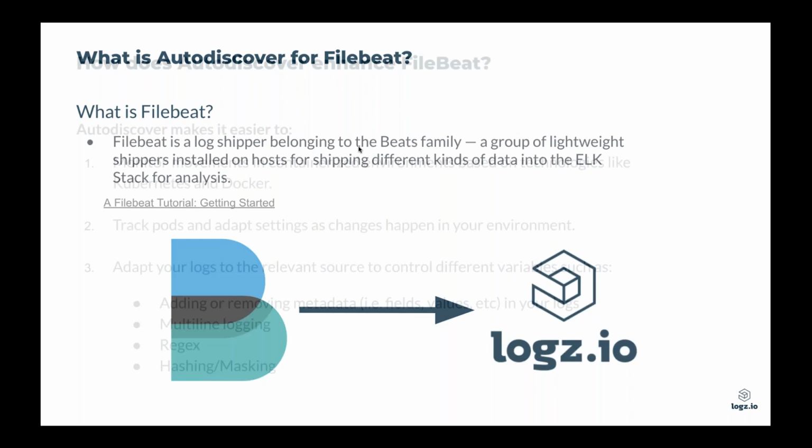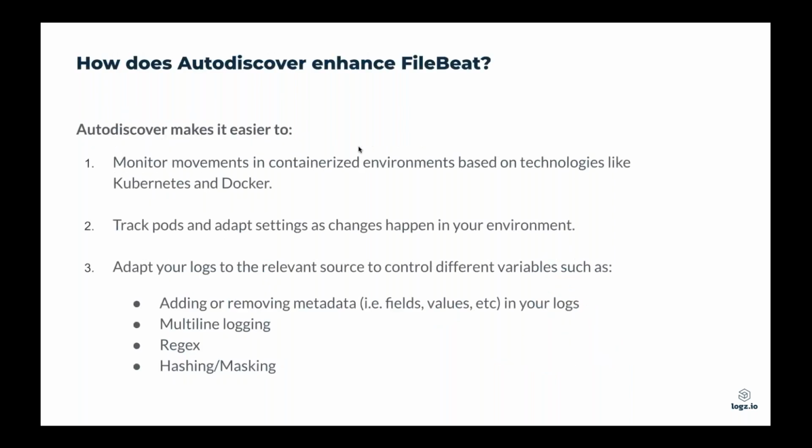All right, so how does Autodiscover enhance FileBeat? Autodiscover basically helps you when working in a containerized environment to monitor movement in that environment and adapt settings on the fly. So let's assume that you have a cluster of 3 machines on Kubernetes. One of those is a WordPress container, just for a WordPress website. One of them is a MySQL database. And the third one is another MySQL database.